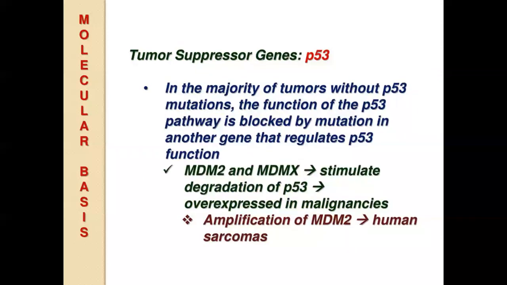In the majority of tumors without P53 mutation, the function of the P53 pathway is blocked by mutation in another gene that regulates P53 function. So MDM2 and MDMX stimulate the degradation of P53, and there is overexpression in malignancy. The amplification of MDM2 leads to human sarcomas.